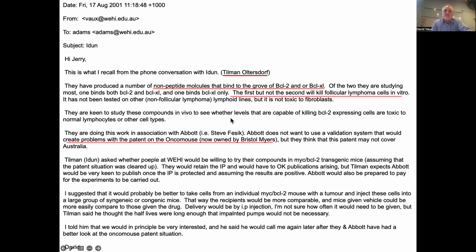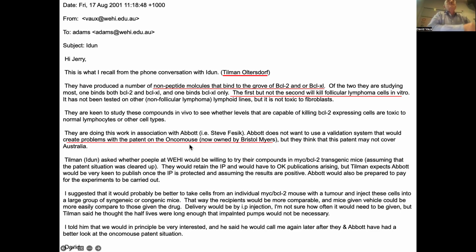They were keen to study these compounds in vivo, so in mice, not in humans, to see whether the levels that are capable of killing BCL2 expressing cells are toxic to normal lymphocytes and other cell types. They're doing this work in association with Abbott and Steve Fesik. Abbott does not want to use a validation system that would create problems with the patent on the oncomouse.